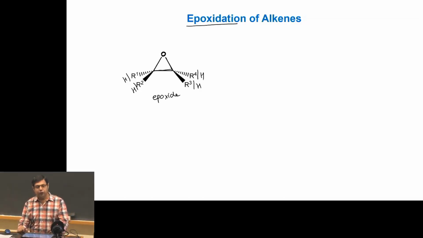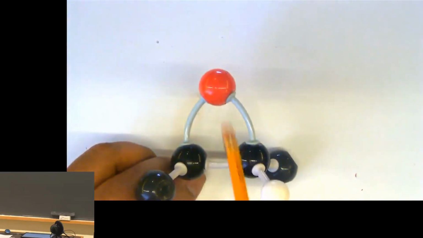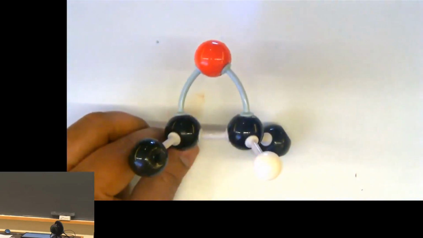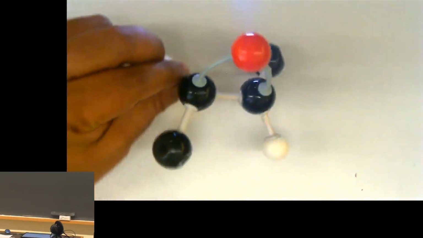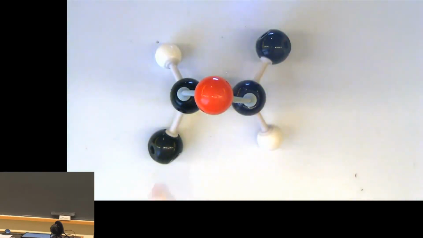All right. So let me show you the structure of an epoxide. So here is the structure of the epoxide. This is the three-membered ring, 2 carbons and 1 oxygen. As you can see, the ring is a very strained ring. All right. Now the epoxide I've shown you has 2 hydrogens and 2 R groups attached to it. All right. So let's now look at the conditions to make the epoxide.